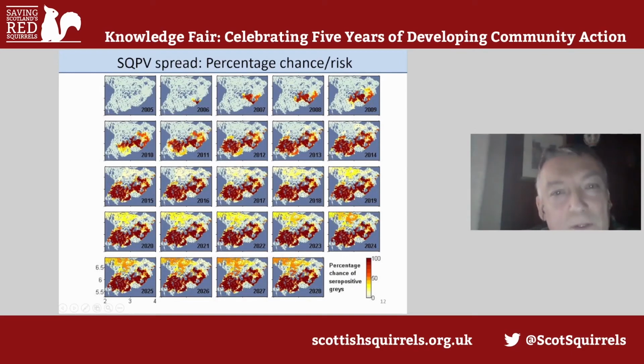But if you, in 2006, when there was the first pox case, introduced pox in that area where it was found, you can make predictions based on the land cover data, your control effort, and grey squirrel distribution, how squirrelpox might actually spread. And you can see that there's a sort of expansion, and the darker the color, the higher the chance that the area has squirrelpox after a while.